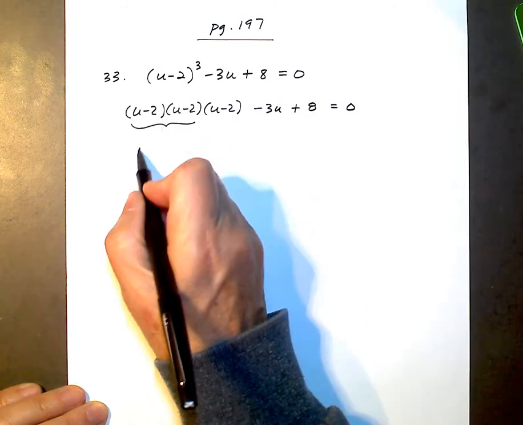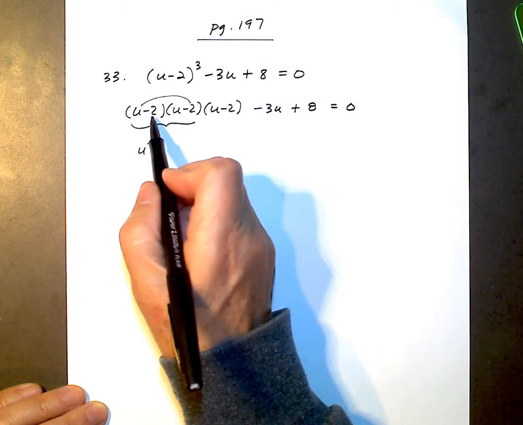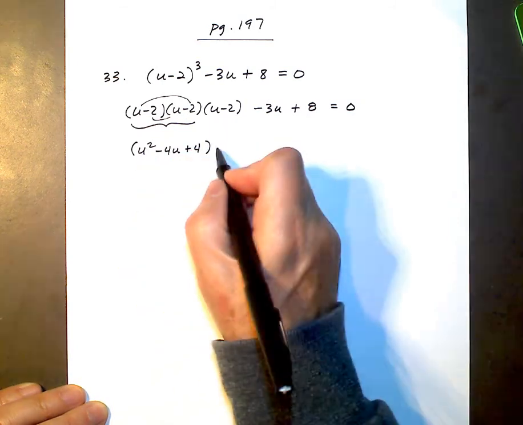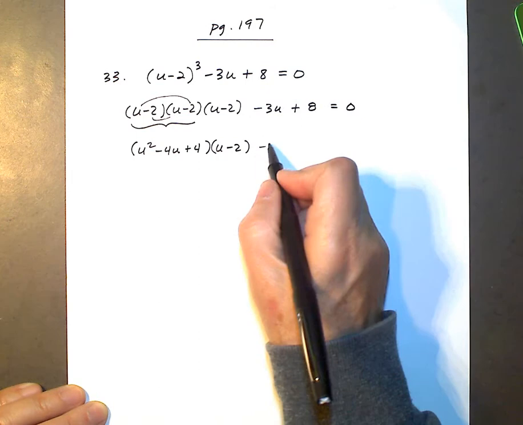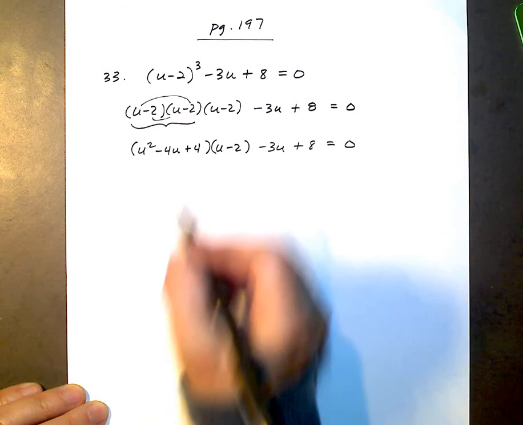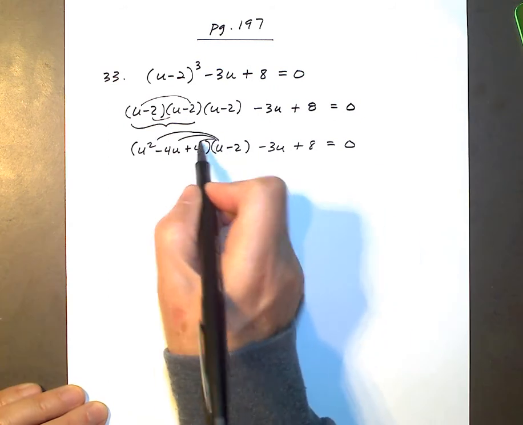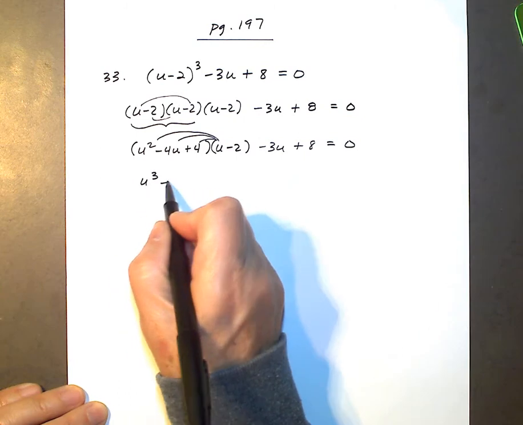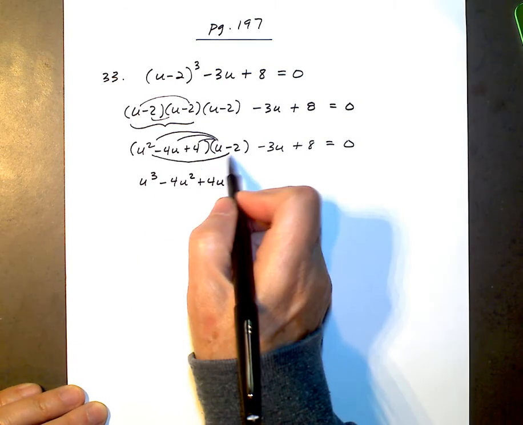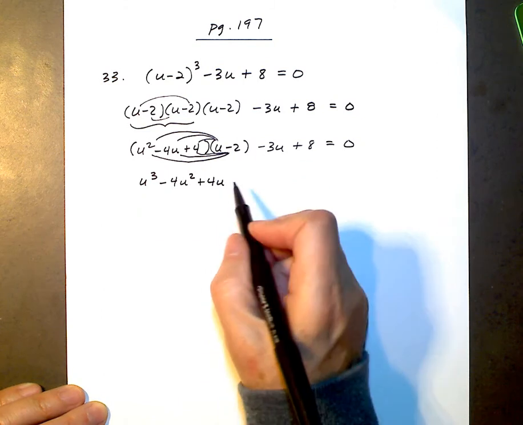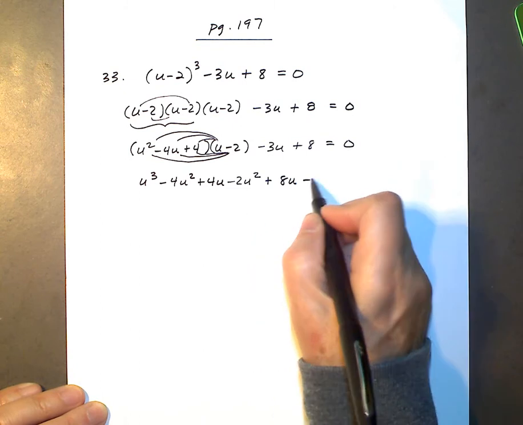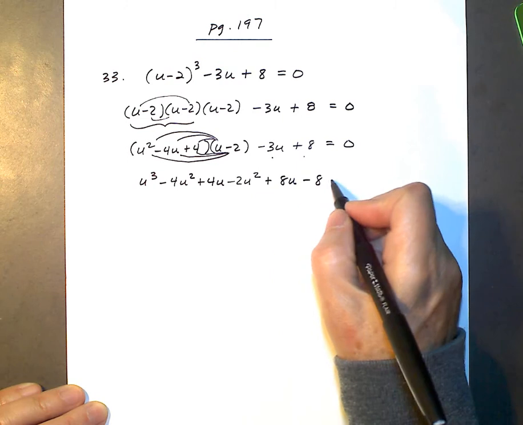So that's going to be a u squared minus 2u minus 2u, so minus 4u plus 4. And that's still going to have to be multiplied by this u minus 2. And then eventually, when I get those terms, I can combine it with these guys. So first multiplying u by each of these, I get u to the third minus 4u squared plus 4u. And then I'm going to multiply the negative 2 by each of these. So that'll be a negative 2u squared plus 8u minus 8.